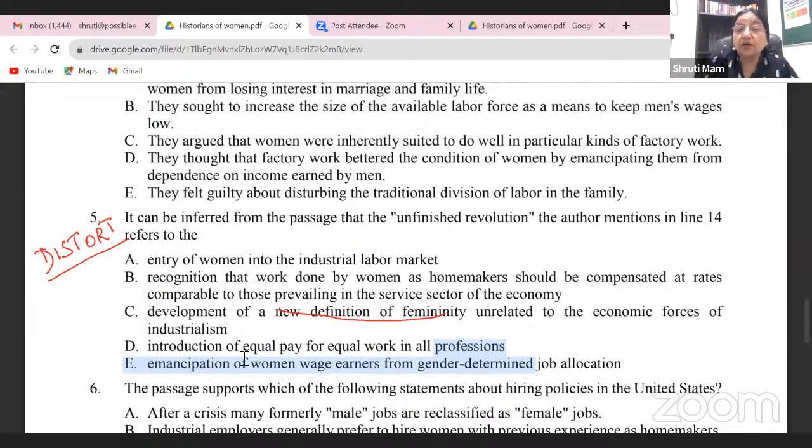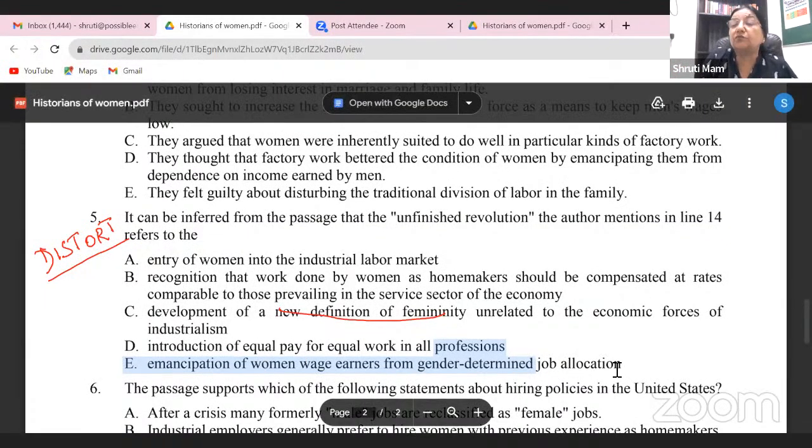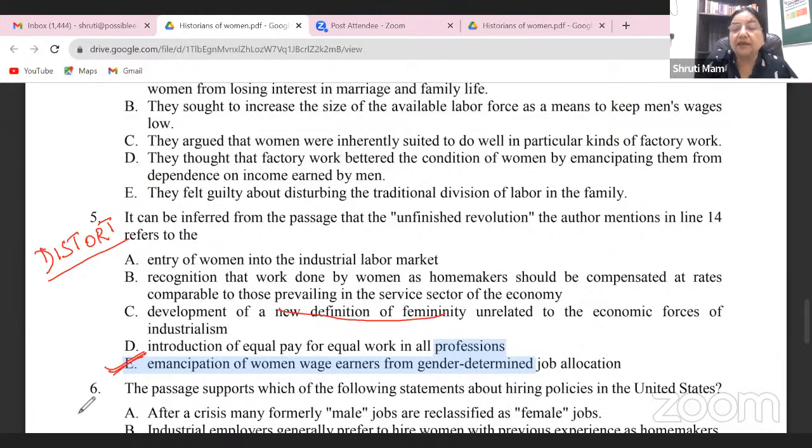So C is gone. Introduction of equal pay and equal work in all professions, that kind of unfinished revolution was never there. Emancipation of women wage earners from gender determined job allocation was the answer to explain this unfinished revolution. Because the unfinished part was that the segregation was still there. It refers to an emancipation that is incomplete, the liberation of the woman that is incomplete. Emancipation of women wage workers, that means which was unfinished, no? It is still prevailing. So emancipation of earners from gender determined job allocation is the unfinished part, because it is an incomplete job. It is still there.